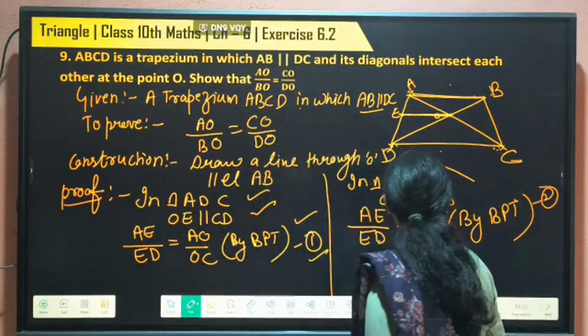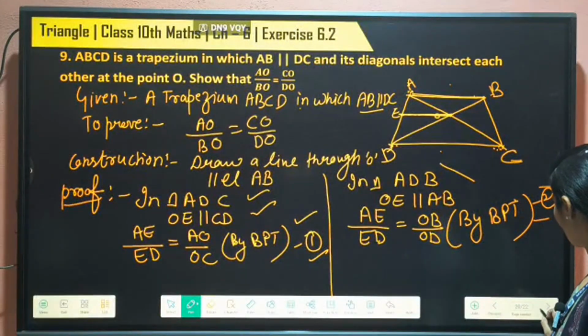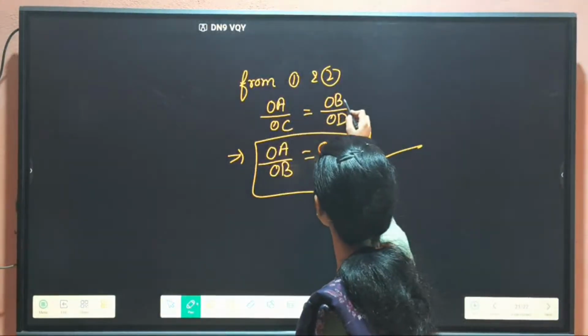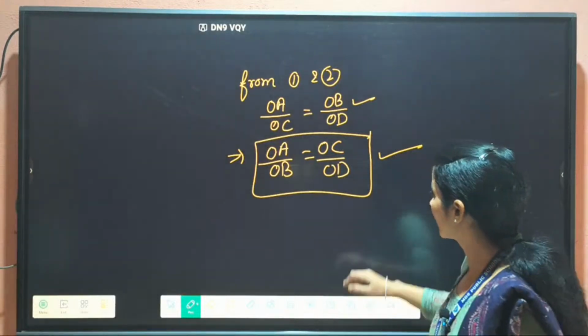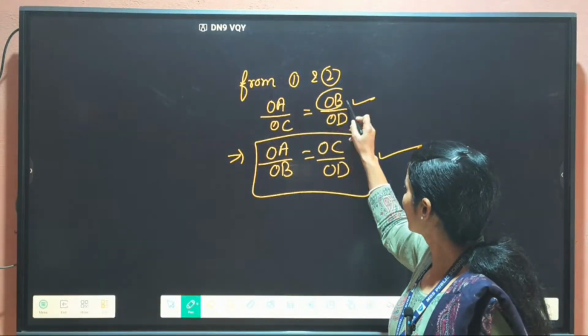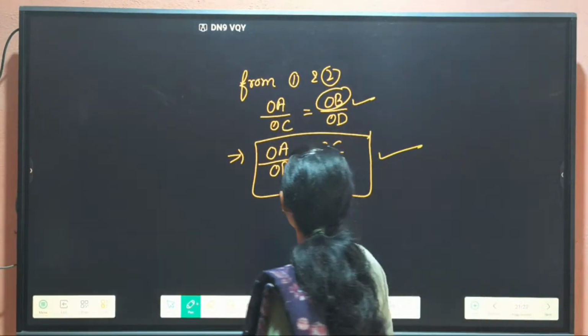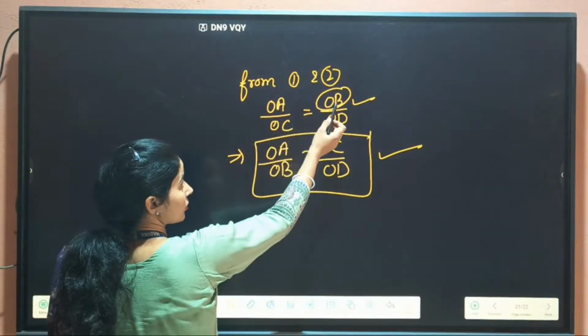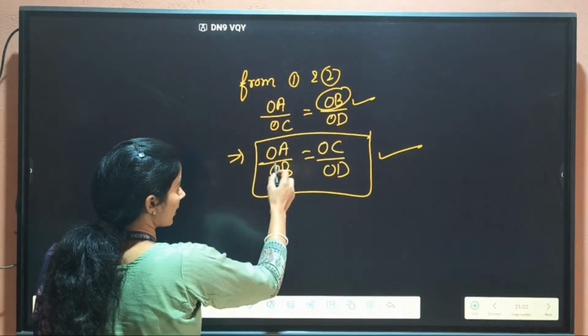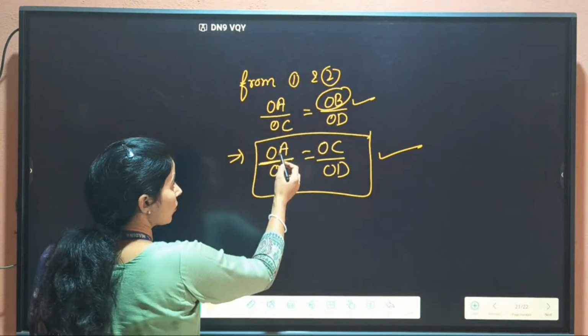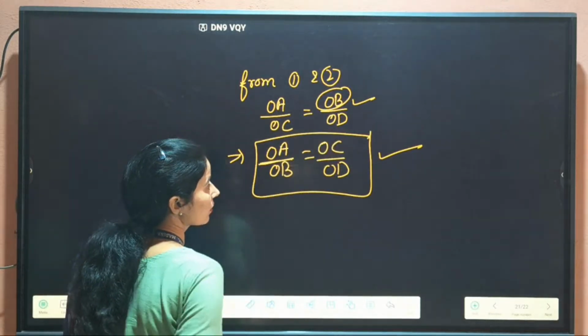Now, if you compare equation number 1 and equation number 2, then you will get the ratio OA by OC equals OB by OD. But this was to prove, so you have to use one more step, you have to simplify. Using cross multiplication, you will take OB in the denominator, OA by OB equals OC by OD.